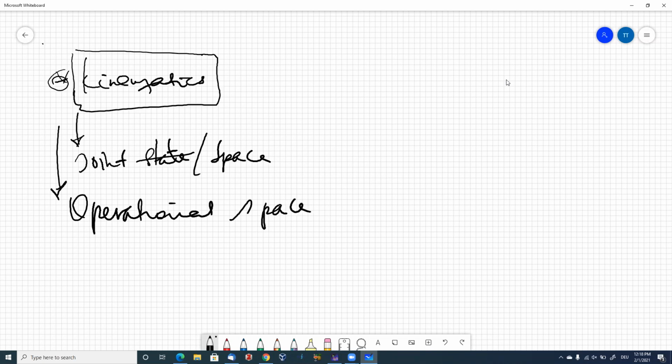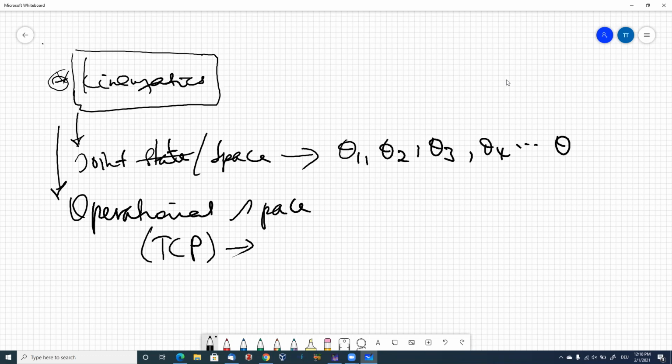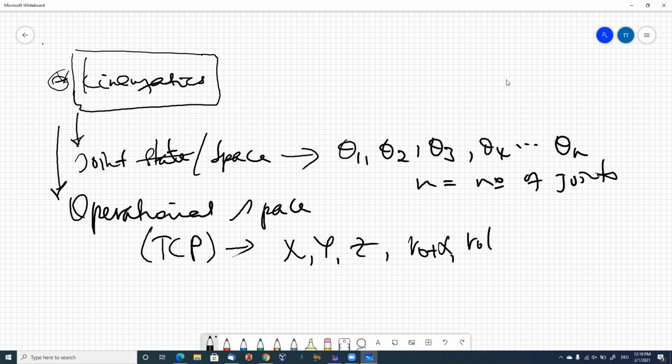So what is the difference? The operational space means we have a tool center point as a starting point, but in the joint space we have theta 1, theta 2, theta 3, theta 4, which are the joint variables up to theta n, where n is the number of joints. The TCP is only the representation of the tool center point, which is x, y, z in the Cartesian coordinate with angles like rotation about x, rotation about y, and rotation about z.